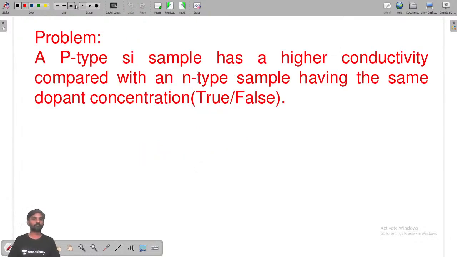Next problem. A p-type silicon sample has a higher conductivity than an n-type sample having the same dopant concentration. Is this true or false? He is asking true or false. What is the conductivity formula? Conductivity formula is n q mu.